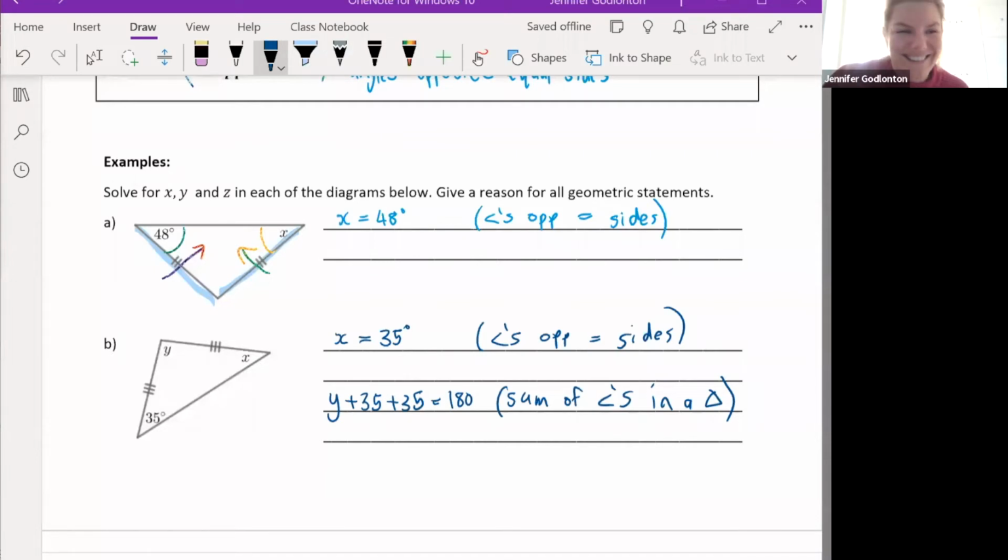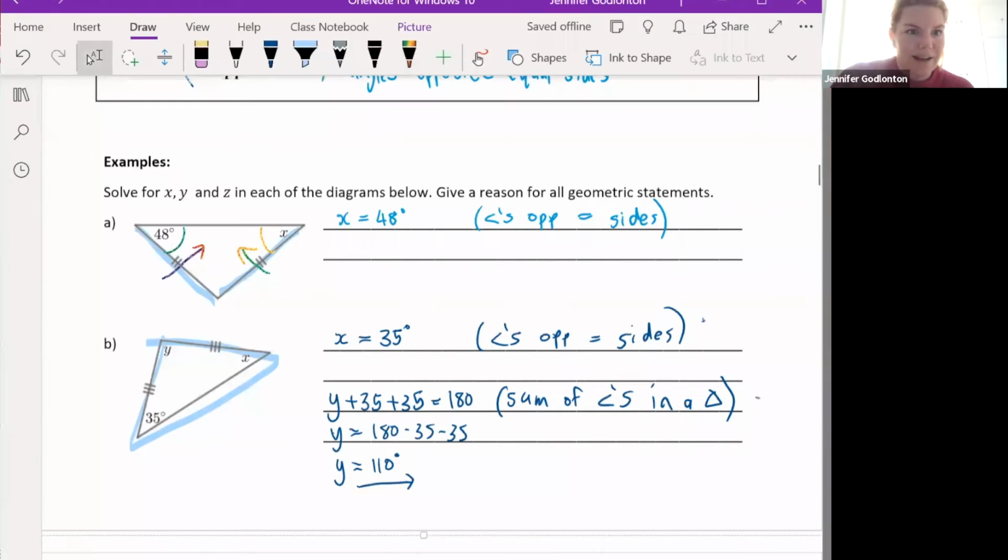Yes, ma'am. Great. Okay. So what Ayanda did here was perfect. We're going to say all of these together in a triangle have to equal 180 degrees. And so we're going to say y is equal to 180 minus 35 minus 35, which means y is equal to 110 degrees. Okay, so we have used 2 reasons so far. We've used angles opposite equal sides, and now we're bringing back in sum of angles in a triangle.